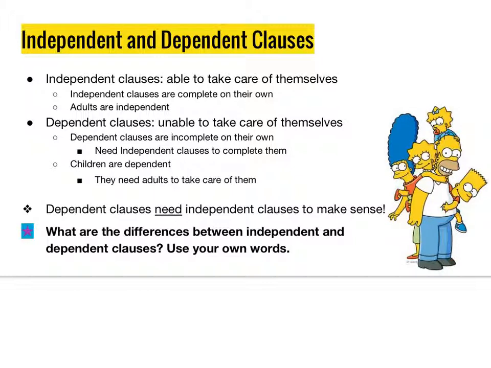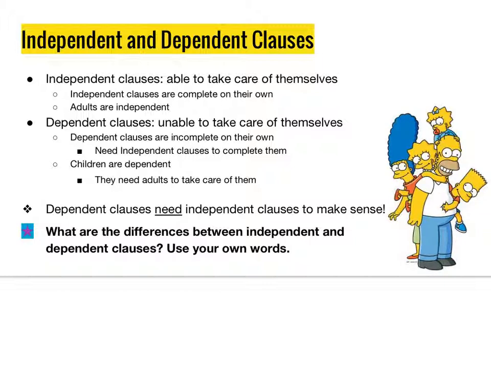If you're feeling confused about the differences between independent and dependent clauses, one way to think of them is in regards to the relationship between children and adults. Independent clauses are like adults. They are independent. This means that they can take care of themselves and they can help take care of others. Adults can be by themselves, just like independent clauses. They are complete without needing help from anyone else.